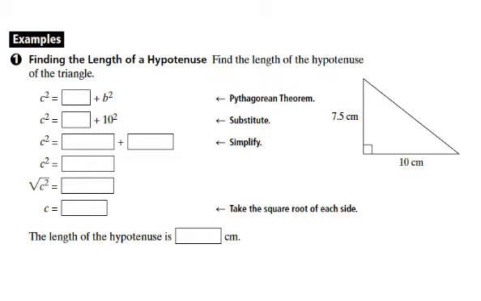Example number 1. Finding the length of a hypotenuse. Find the length of the hypotenuse of the triangle. We're always going to start with the Pythagorean Theorem if it's a right triangle. So a squared plus b squared equals c squared. In this case, we wrote c squared first. That's fine. We know both the legs. Those are going to be a and b. It really doesn't matter which you assign to which.